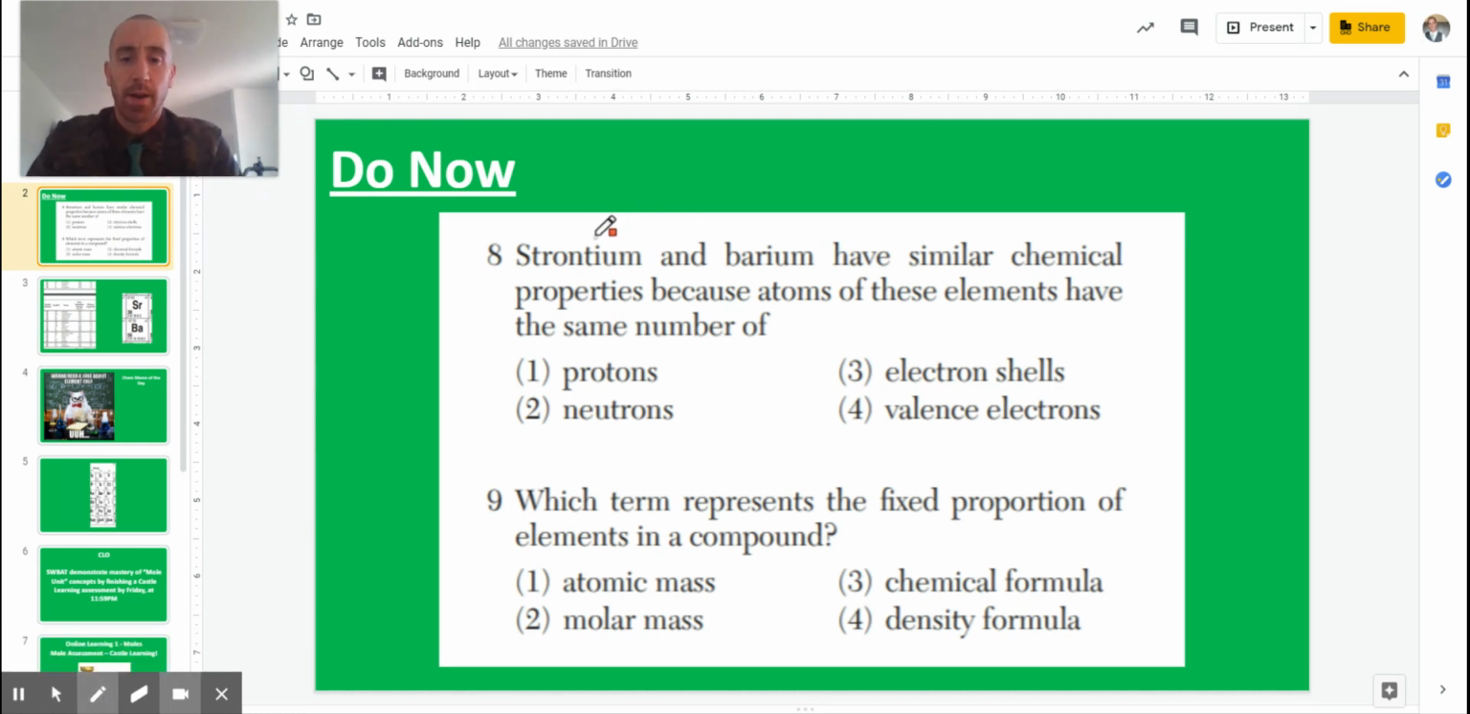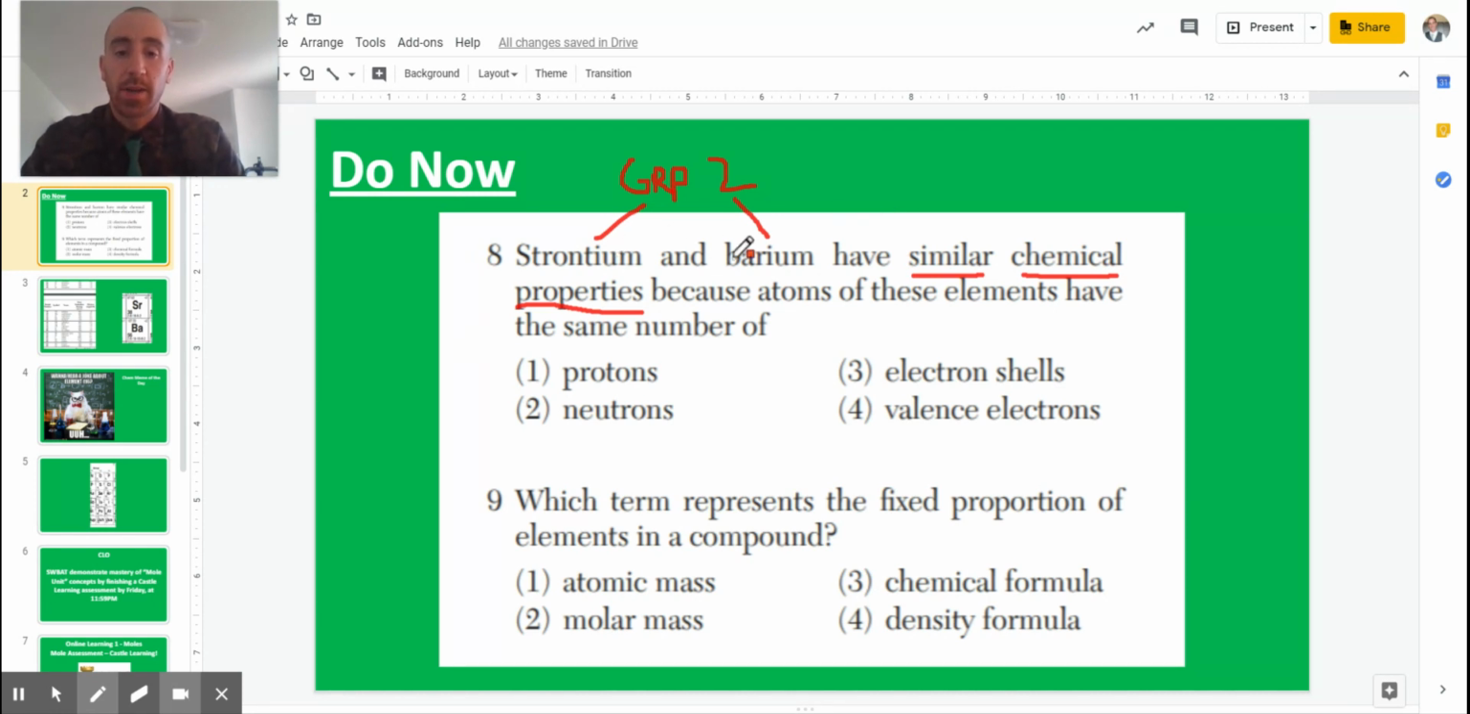So strontium and barium. One thing that you should have noticed is that those are both alkaline earth metals. They are both in group 2. And then secondly, the phrase similar chemical properties should mean that they react the same way. So if both of these elements are in group 2, they will form compounds in similar ways. And why would that be?